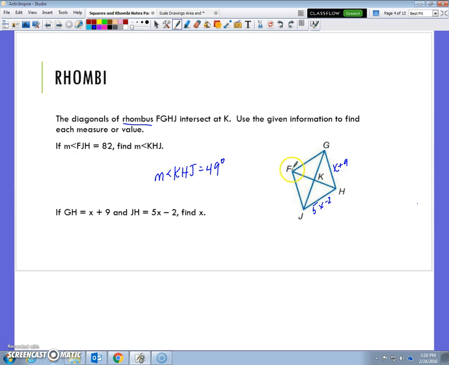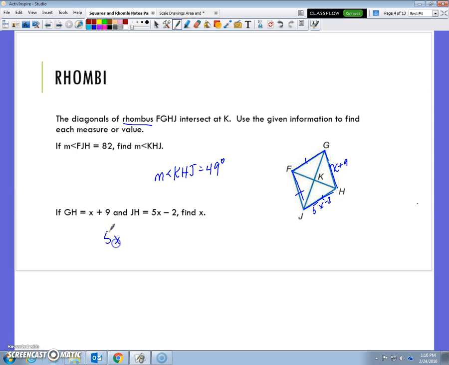So FG and JH are equal, as well as GH and FJ, but also every single side is the same length. So I guess that would be really important to tell you. If I haven't told you that, I don't remember if I mentioned it or not, but all sides of a rhombus are actually equal as well.